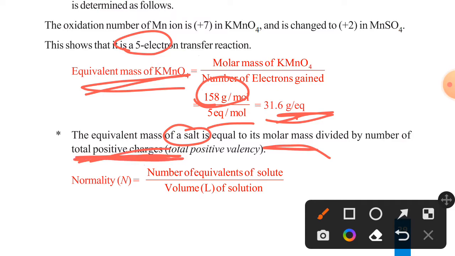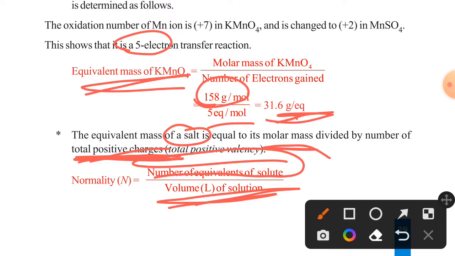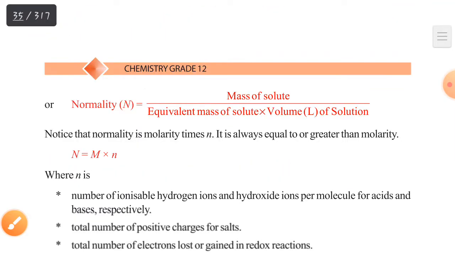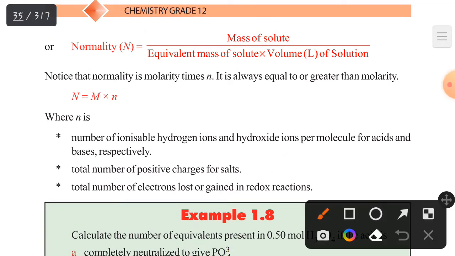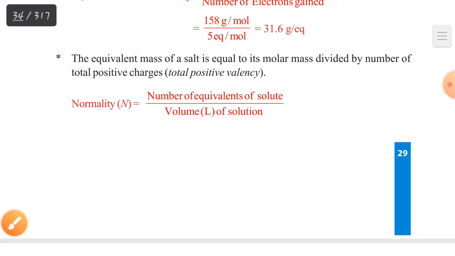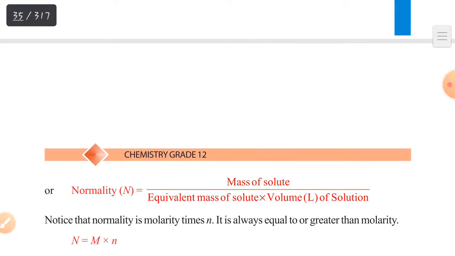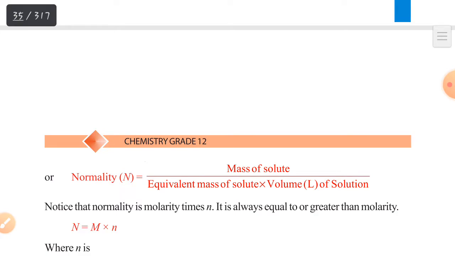So normality is the number of equivalents of solid over volume of solution. Or normality is mass of solid over equivalent mass of solid times volume of solution.